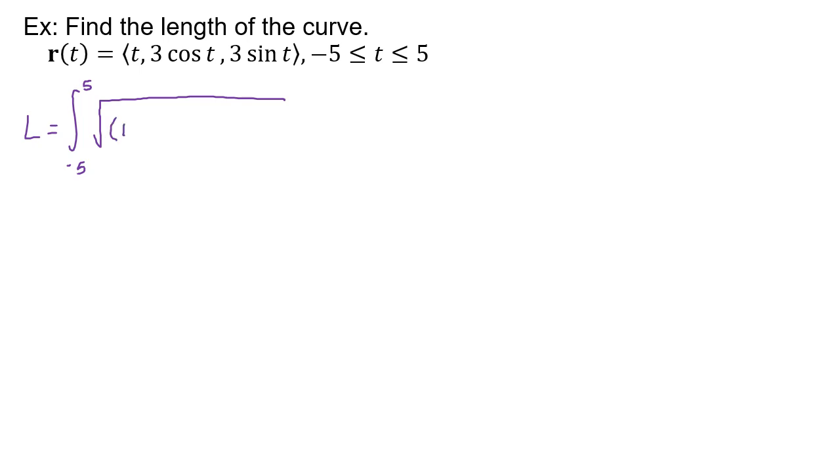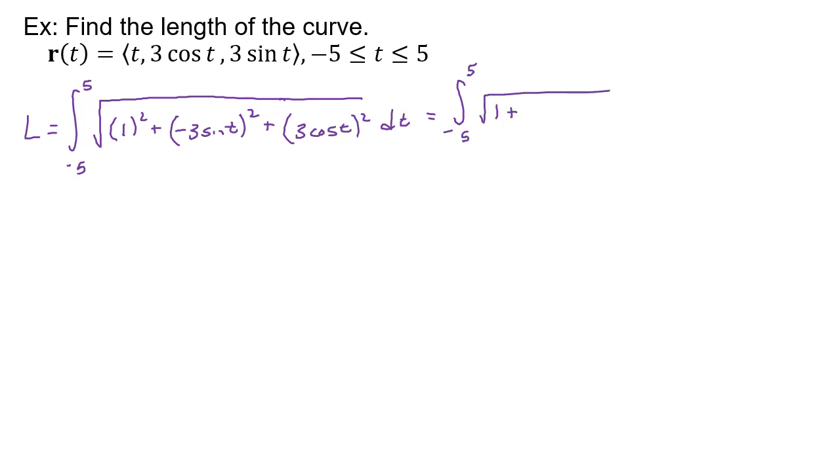So the derivative of t is 1. The derivative of cosine is negative sine, so I'll get a negative sine t with the 3 on it, squared. And the derivative of a sine is cosine, dt. And then from there, it's just however you remember how to do integrals from Cal 2. This is 1 plus 9 sine squared plus 9 cosine squared. What I automatically notice is that we have an identity sitting here.